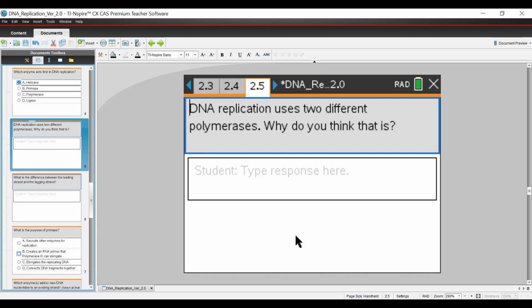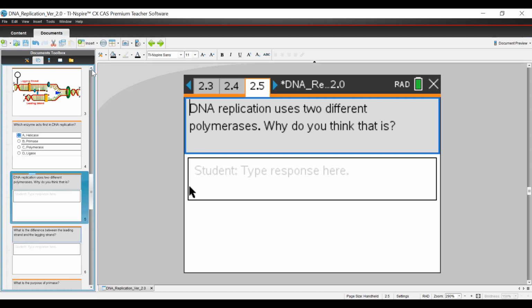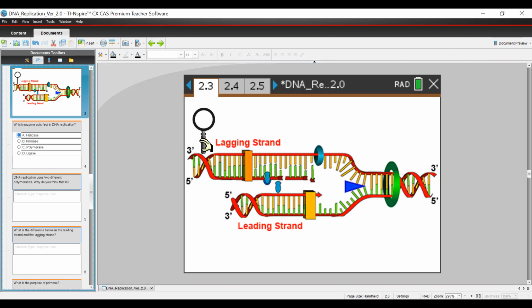DNA replication uses two different polymerases. Why do you think that is? So I think we've done a pretty good job of explaining the differences between them. Remember, DNA polymerase 1 is responsible for adding DNA. Also, polymerase 1 and 2 add new DNA. Both of them have that responsibility.